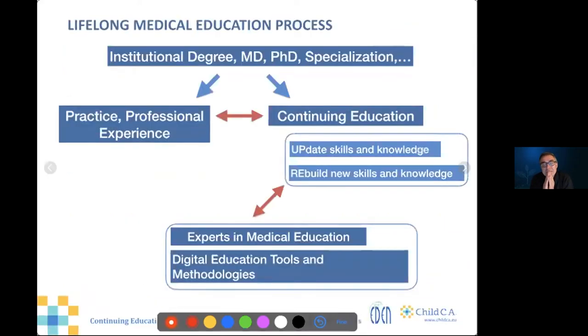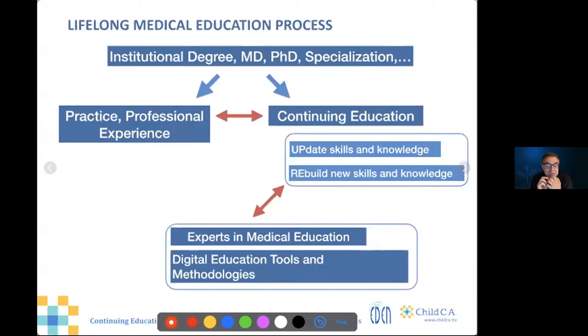Let me summarize the training process of a healthcare professional: a doctor, a nurse, a technician. It includes a first phase of institutional training, earning a degree, an MD, a PhD, a specialization, before starting the profession. But the continuous evolution of medical knowledge and practice involves a process of constant updating and realignment of knowledge and skills. This follows two parallel but closely interconnected paths: daily professional practice and continuing education. The goal is twofold: to update skills and knowledge, and to acquire new ones.